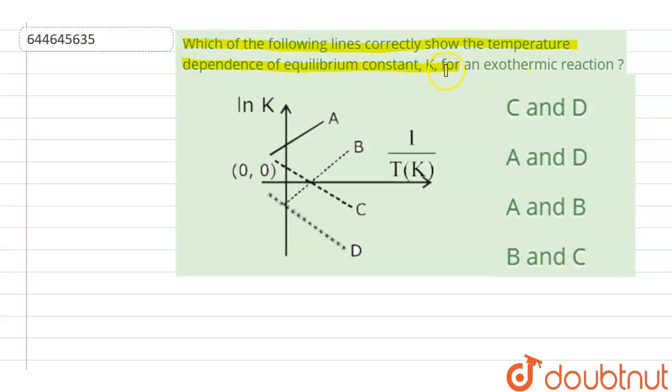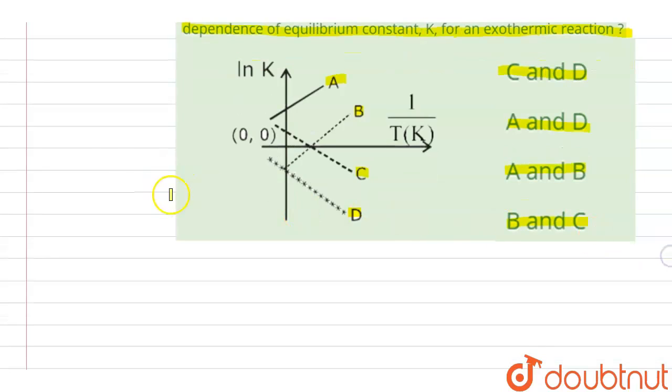The question given here is, which of the following lines correctly show the temperature dependence of equilibrium constant K for an exothermic reaction? Options are C and D, A and D, A and B, or B and C. So we are given here a graph representing A, B, C and D lines, and we have to tell which of these lines correctly show the temperature dependence of equilibrium constant for an exothermic reaction, right?